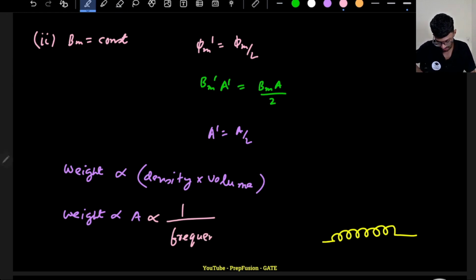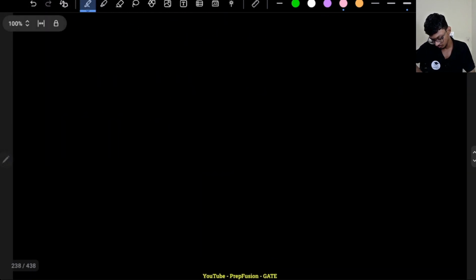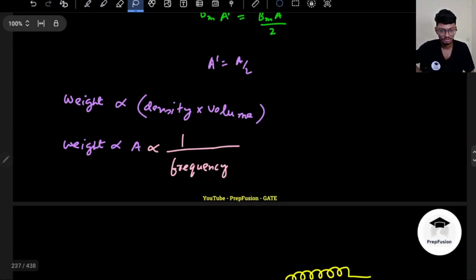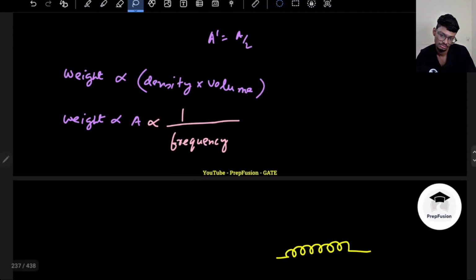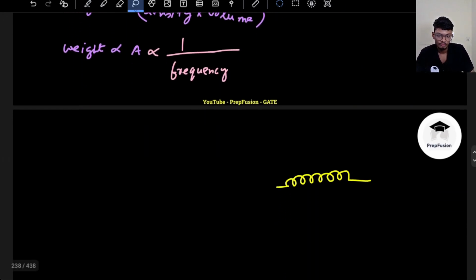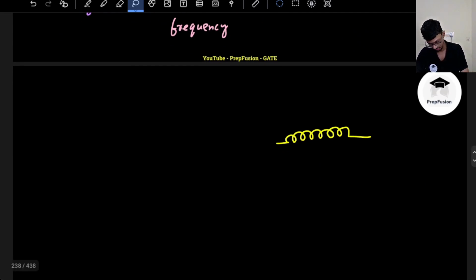So weight is inversely proportional to frequency. If I keep on increasing the frequency, the weight of the transformer will change basically. Okay, so that was about the weight of the transformer. So you might have a question, sir, at high frequency why does the flux reduce? Why does the flux reduce if I have an inductor?